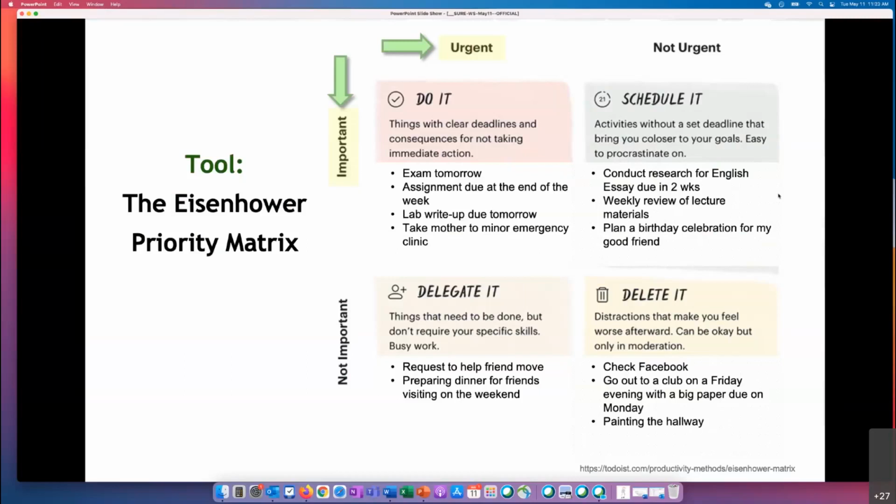Bottom left, not important but urgent. Try to delegate that to someone else if you can. And the bottom right is not urgent and not important. This might be checking social media, going out on a Friday night to party when you have something due on Monday. I'm not saying don't do these things because they do achieve a goal. As you can guess, it helps with your personal balance and wellness.